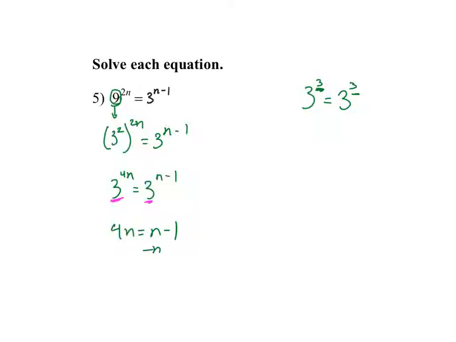So right here, minus n on both sides, so this is 3n equals negative 1, and now divided by 3, that means that n equals negative 1/3.